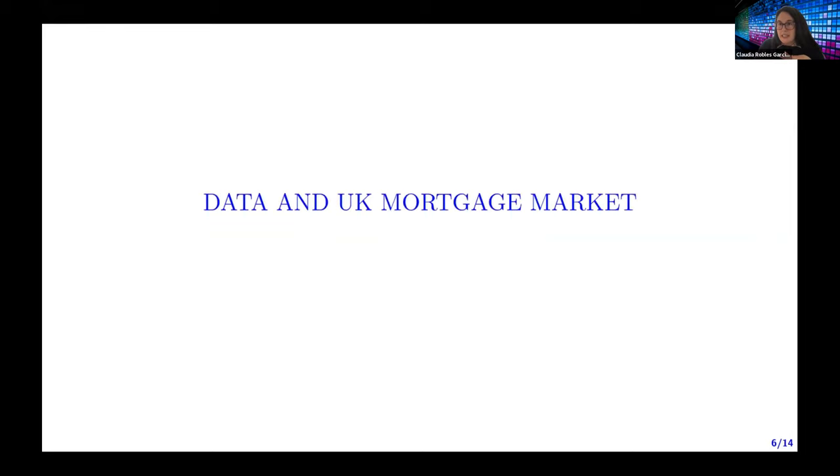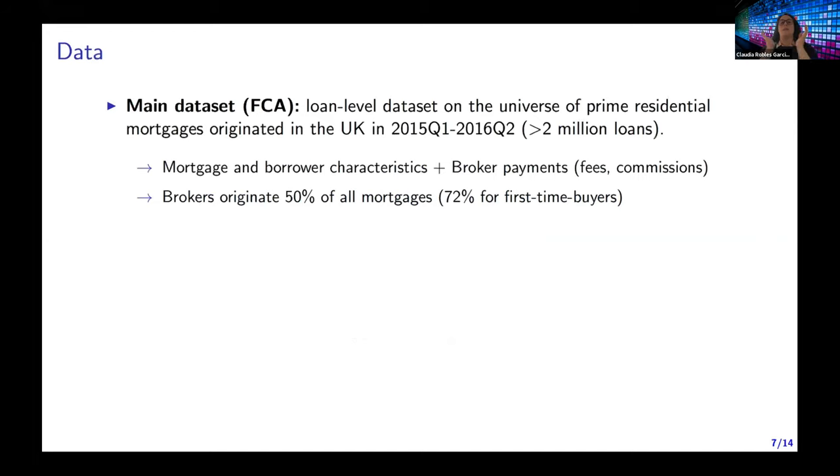Okay, so let's get into details of the paper. Well, as I mentioned before, I'm going to use data from the UK. It's a very detailed data set. I have a lot of mortgage characteristics, a lot of borrower characteristics, including income, credit score, and a lot of details. So it's not Danish data, but it's close enough. And as I mentioned before, I'm going to observe every single payment the broker got, both from the consumer and from the bank, for every single mortgage the broker originated.